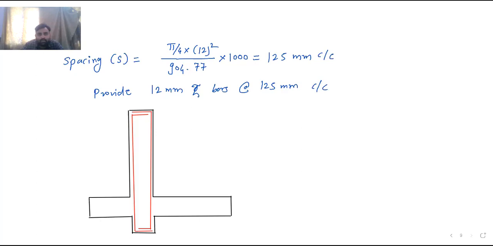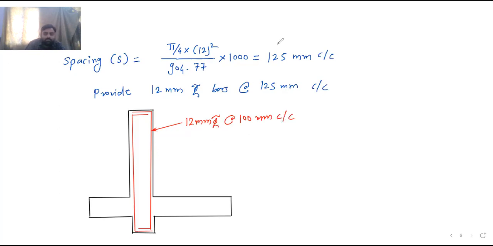Okay. In between, I will draw the distribution steel. You tell me the value of that. What we can say, main steel: 12 bars, about 100 center to center. Okay, so this is the main steel. So these bars are 12 diameter, about 100 center to center.